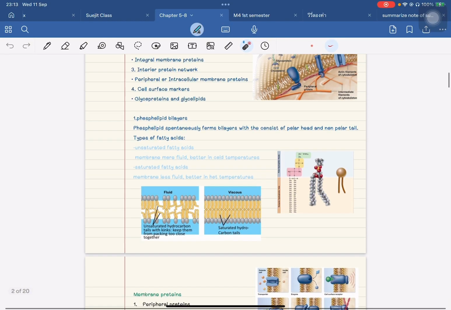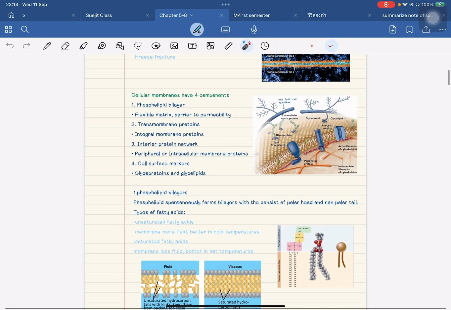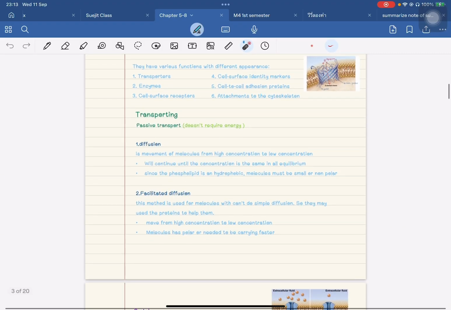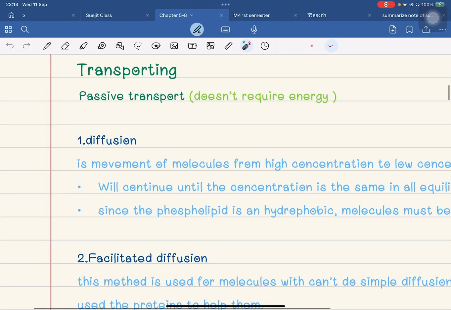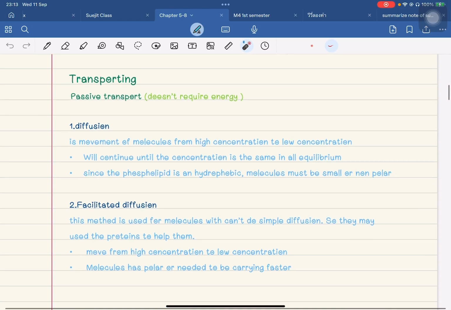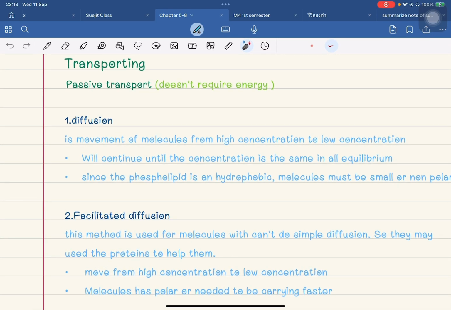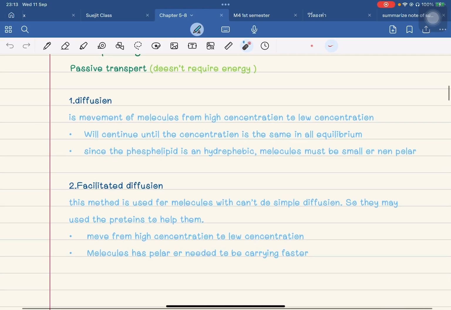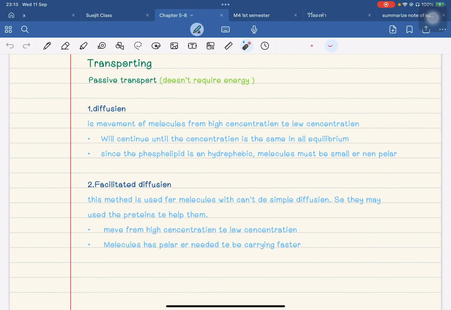After we know the types of what we have in the membranes, next we're going to learn how the membrane transports things inside and outside. First we're going to learn about passive transport, which is the one that doesn't require ATP. The first one is diffusion, the movement of molecules from high concentration to low concentration. They will continue doing the process until the concentration is equal on both sides.